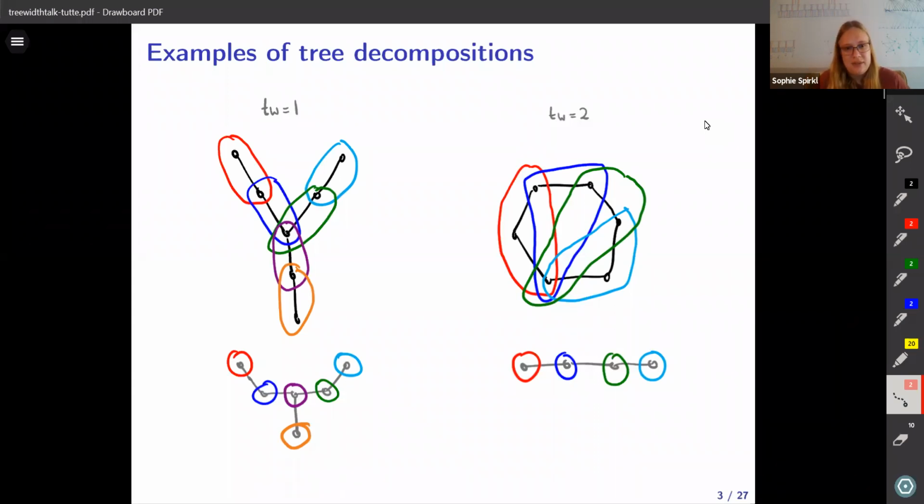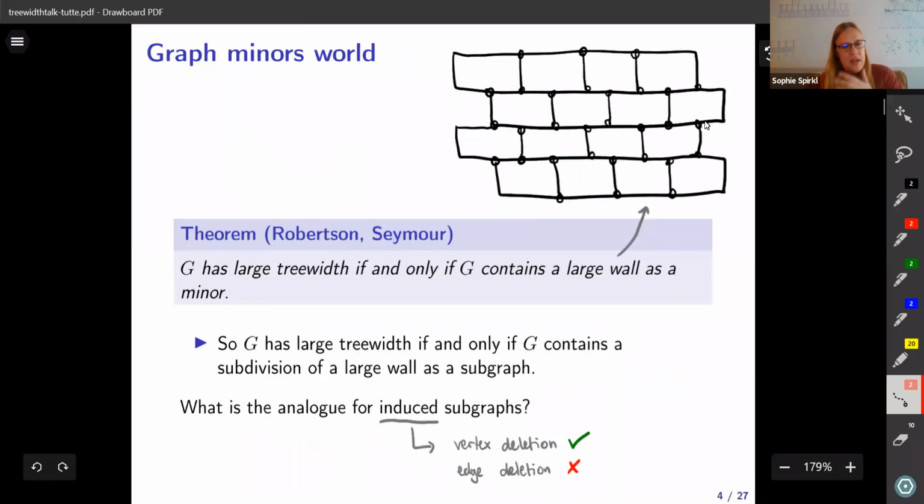Okay, so in the graph minors world, there is a somewhat precise answer saying, with some degree of inaccuracy, that a graph has large tree width if and only if it contains a large wall as a minor. And this is a picture of a 4x4 wall, and you can imagine how you would make this bigger in both directions, and that gives you graphs of increasing tree width. And if a graph has really huge tree width, then it's guaranteed to contain a large wall as a minor.